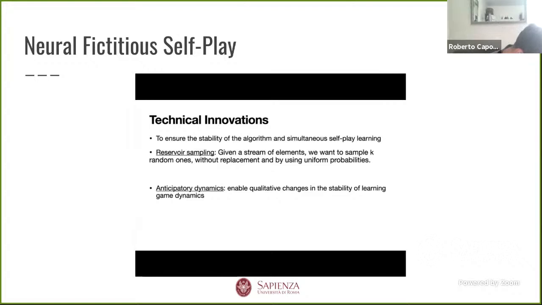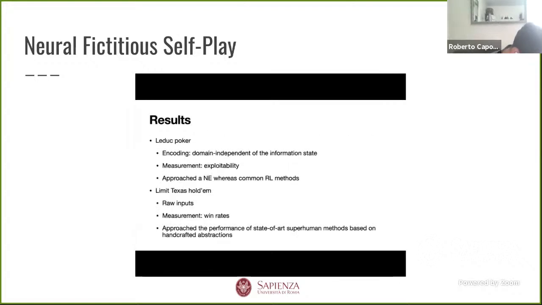As for results, they applied the method to Leduc poker using domain-independent encoding of the information state and exploitability as a measurement. This approached a Nash equilibrium where common reinforcement learning methods diverged. In the game of Limit Texas Hold'em, the agent learned a strategy directly from raw inputs that approached the performance of the state-of-the-art superhuman method based on handcrafted abstractions.